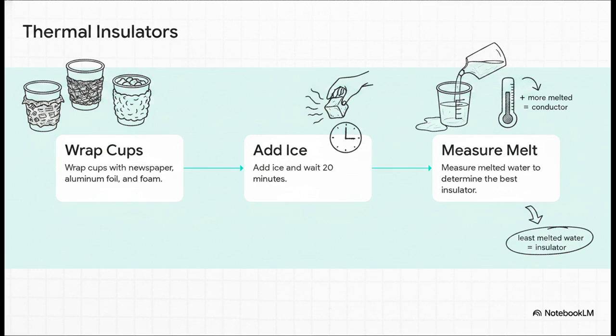Now here is a really critical tip for you as the teacher. You have to explicitly emphasize that finding more melted water in the cup means that specific wrapping material was a better conductor. The cup with the least amount of melted water, that one shows the best insulator. It's a little counterintuitive for them at first, so keep driving that point home.